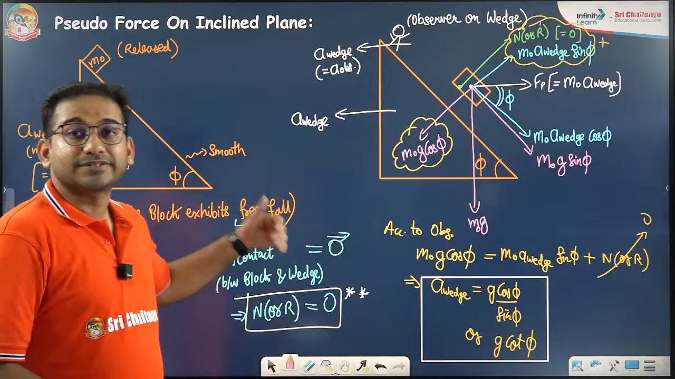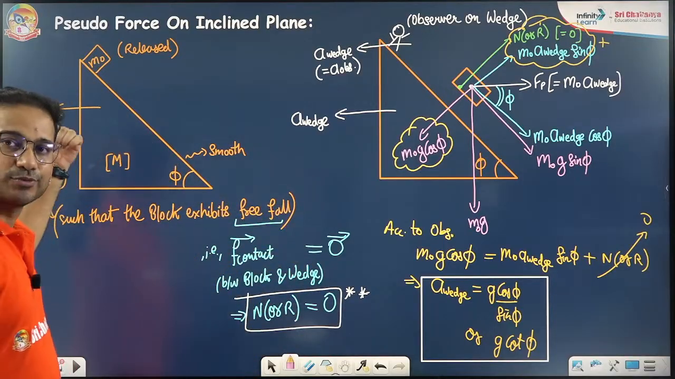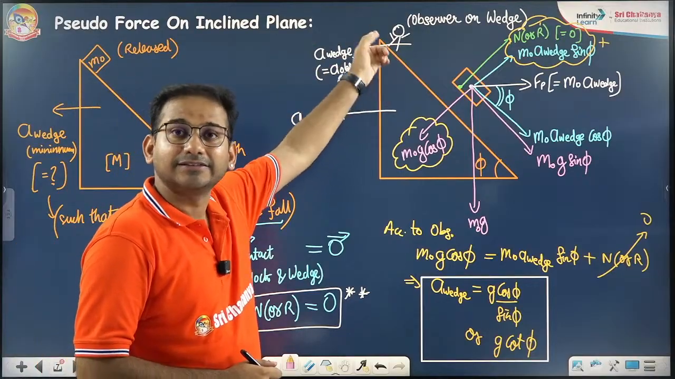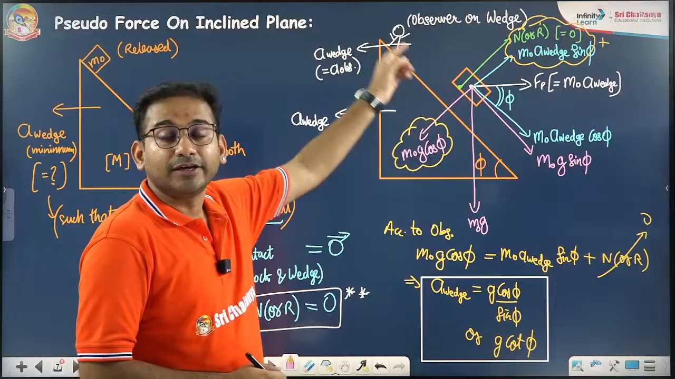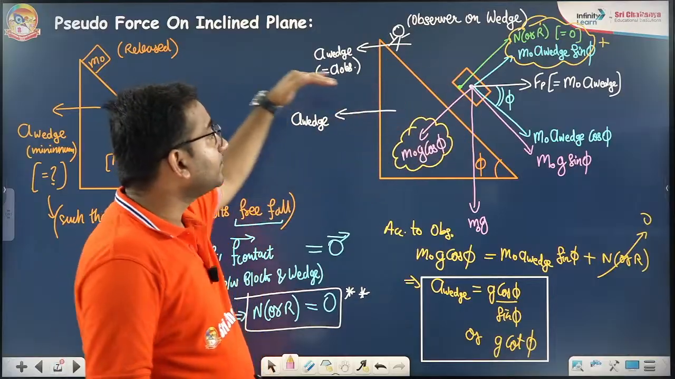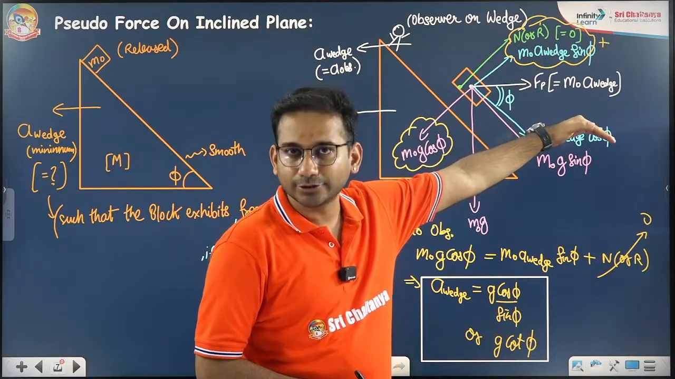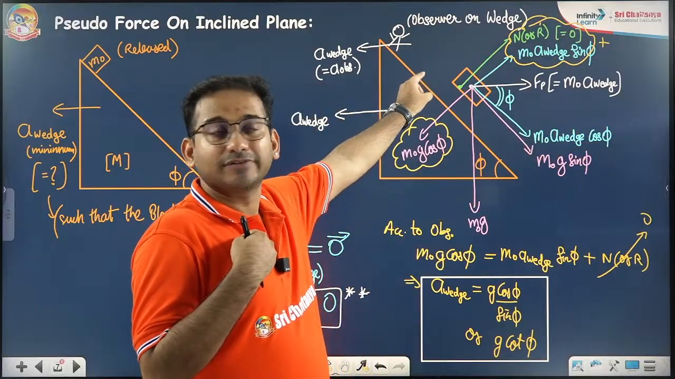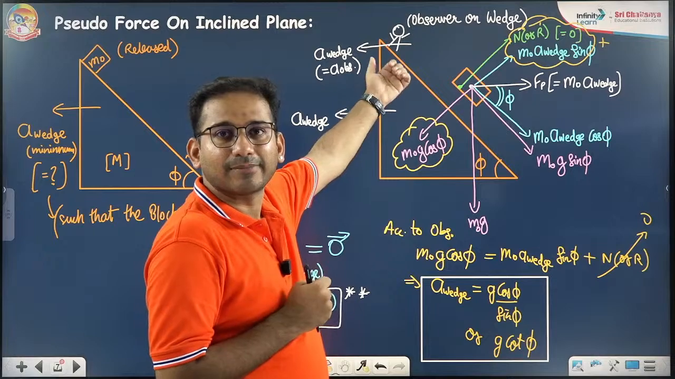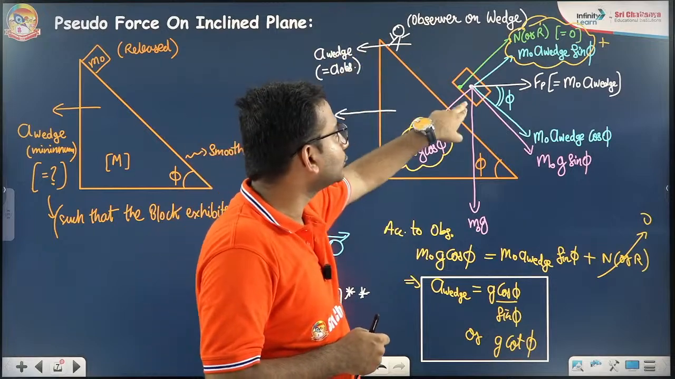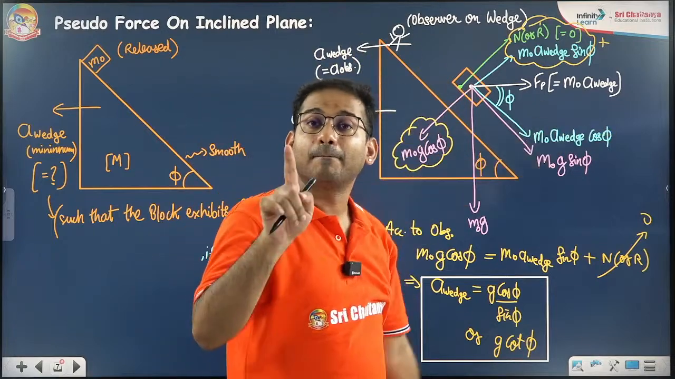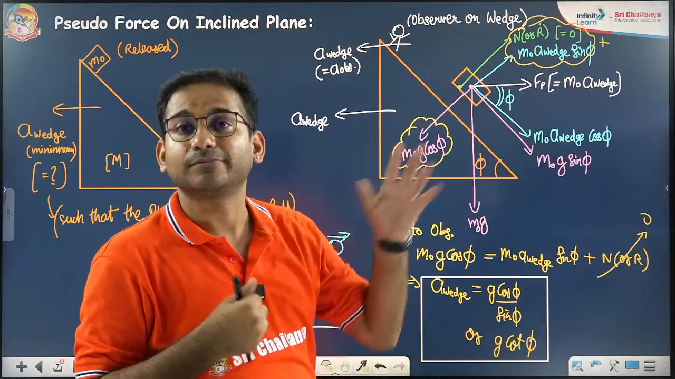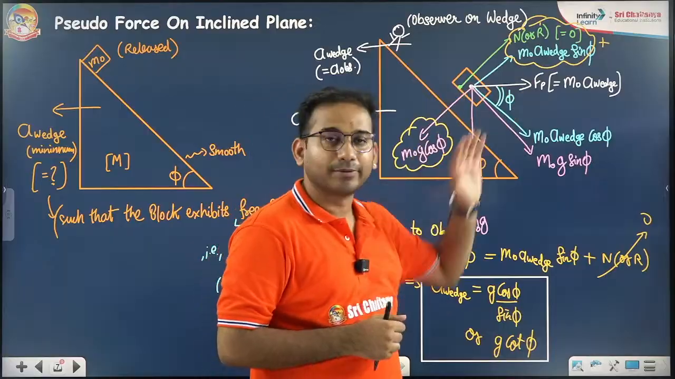So what did we do? Since the inclined plane is supposed to be accelerated, I became an observer and stood on the inclined plane and started observing the block. If I observe the block, there will be a pseudo force acting opposite to the direction of my acceleration. So me as an observer, I am accelerating like this, so the pseudo force acting on the block will be opposite: mass of the object times the acceleration of me or the wedge, but in the opposite direction. So that's what had happened.